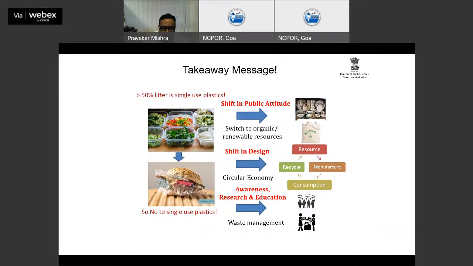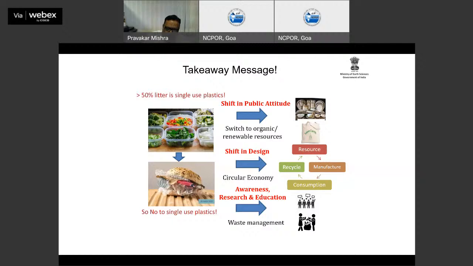And the take-home message, I can say, is that 50% of litter is single-use plastic, more than 50. So it is very important that a shift in public attitude is required. But no doubt, with the Swachhata campaign, we have seen that people have started taking the old cloth bags back to the market, and most people are becoming conscious and aware not to use plastic bags. Similarly, switch to organic and renewable resources. We need to have a shift in the design of our things, and the consumption also has to change from use and single use and throw.